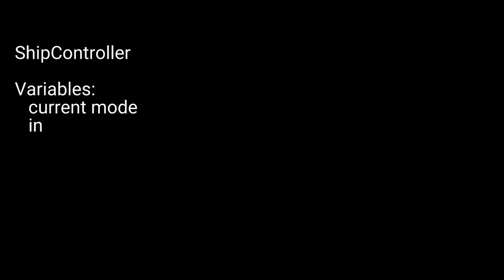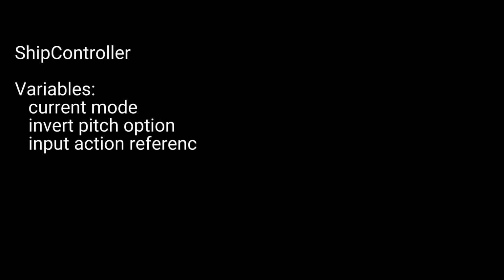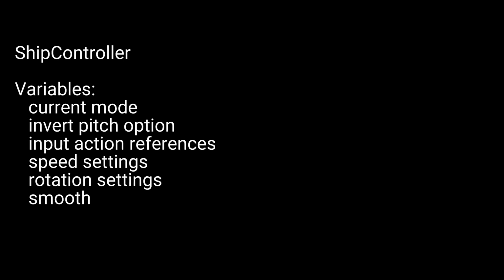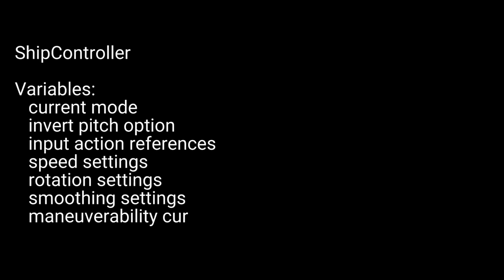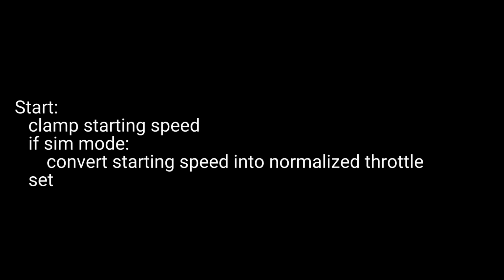We're going to call this ship controller. We're going to have these variables: current mode, invert pitch option, input action references, speed settings, rotation settings, smoothing settings, maneuverability curve, our engine audio settings. In our start, we're going to say clamp the starting speed, and if we're in sim mode, convert the starting speed into a normalized throttle, and set up our engine audio.